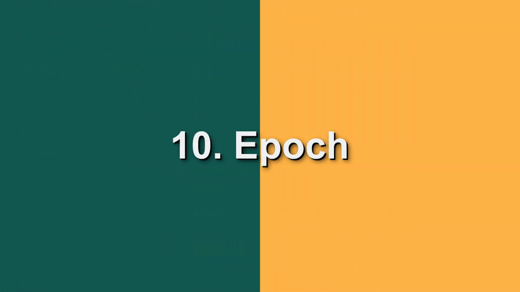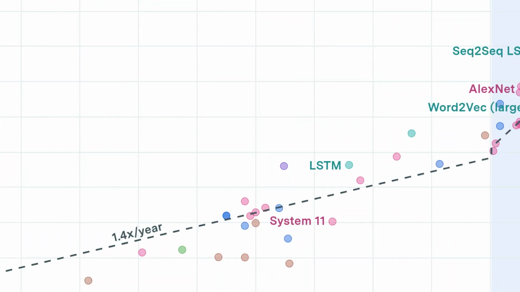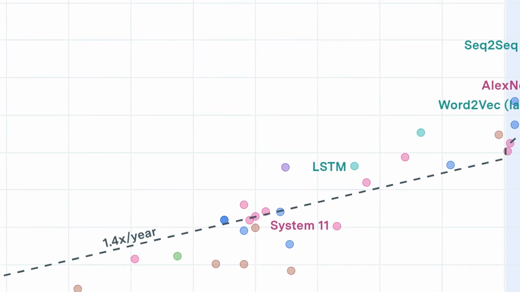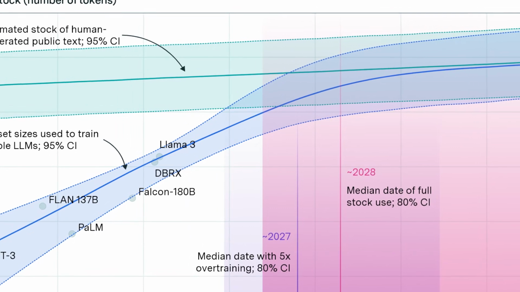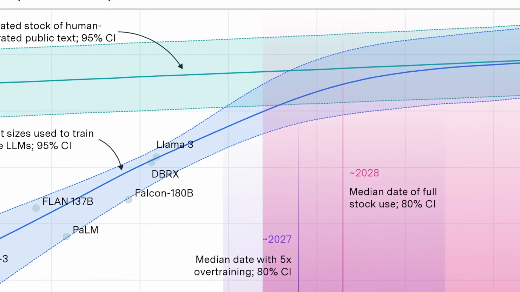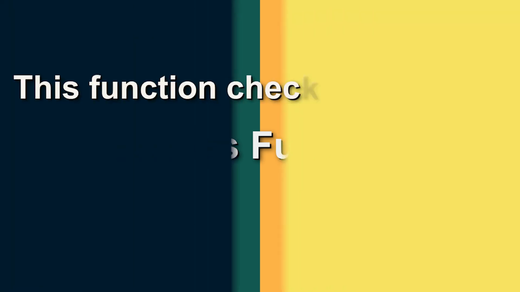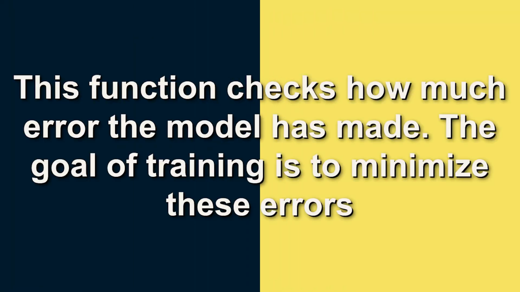10. Epoch. Each time the model goes through the entire training data once, it counts as an epoch. Usually, multiple epochs are used to improve learning. 9. Loss function. This function checks how much error the model has made. The goal of training is to minimize these errors.